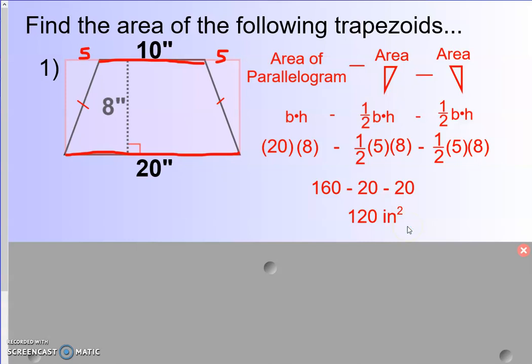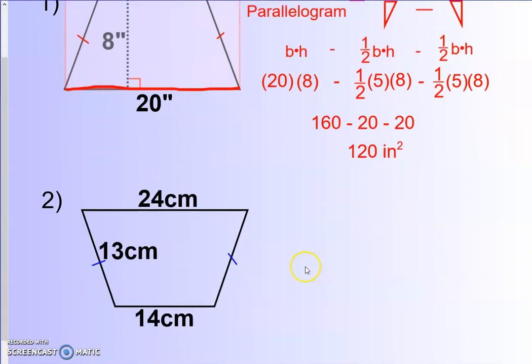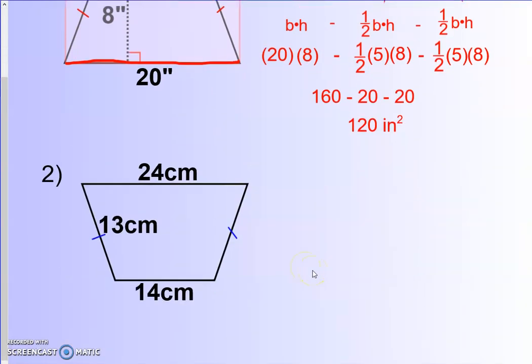Now that, my gosh, that's a lot of work. But let's see if you can do it on your own. I have here a second example, and I'd like you to try to see if you could follow the same type of strategy to find the area of this trapezoid. So go ahead and pause the video and come back and let's see.